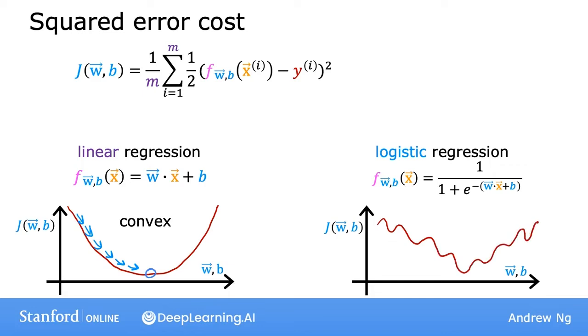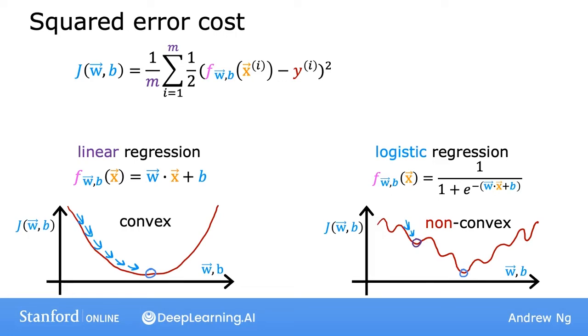This becomes what's called a non-convex cost function. It's not convex. And what this means is that if you were to try to use gradient descent, there are lots of local minima that you can get stuck in. So it turns out that for logistic regression, this squared error cost function is not a good choice. Instead, there will be a different cost function that can make the cost function convex again, so that gradient descent can be guaranteed to converge to the global minimum.